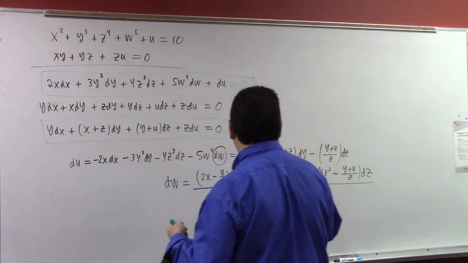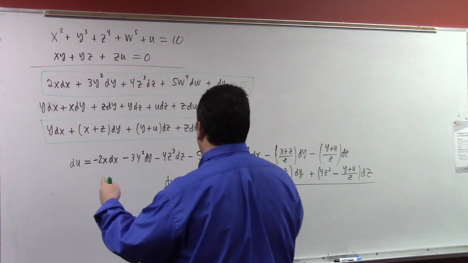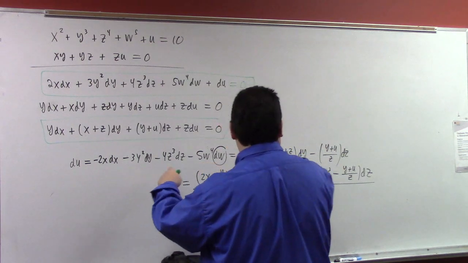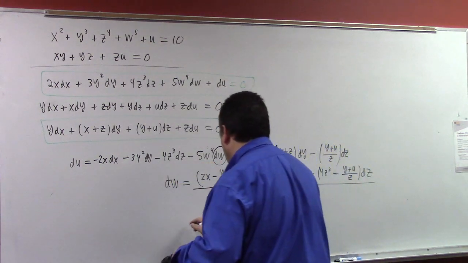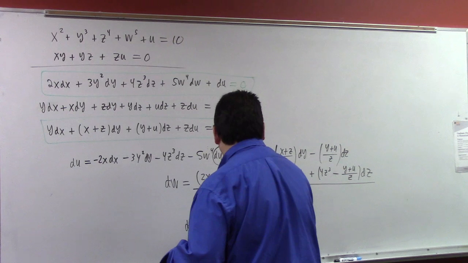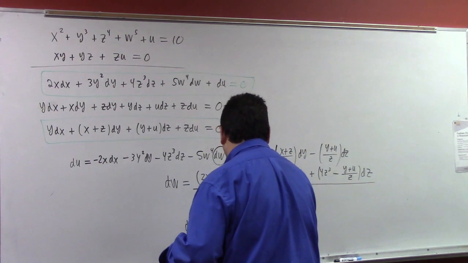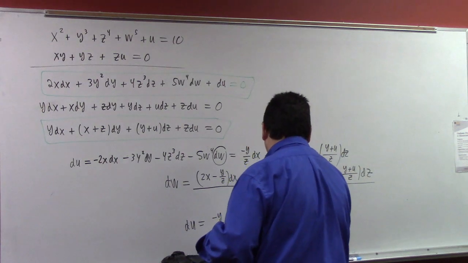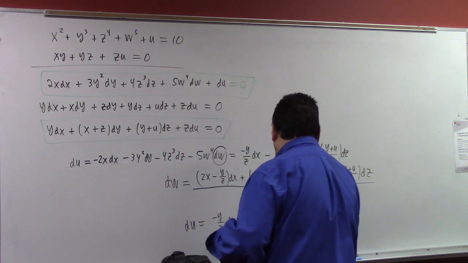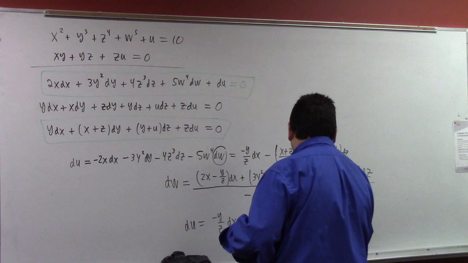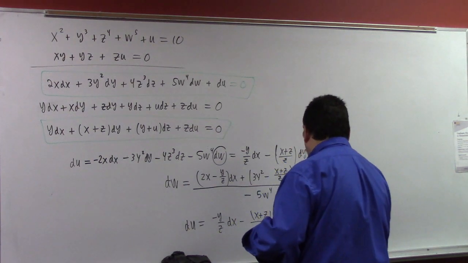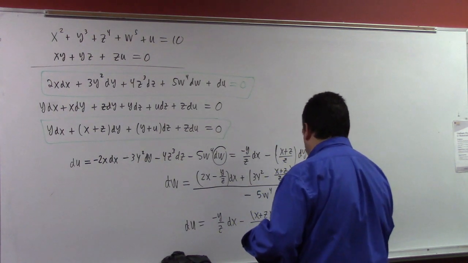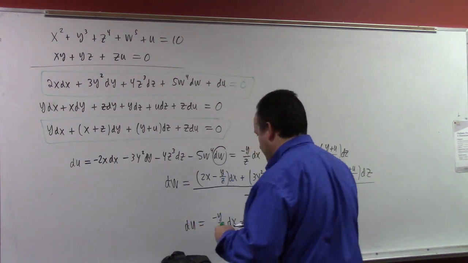I then can either use this one, but I think I like that one. So I've got du is minus y over z dx minus x plus z over z dy minus y plus u over z dz. All right?